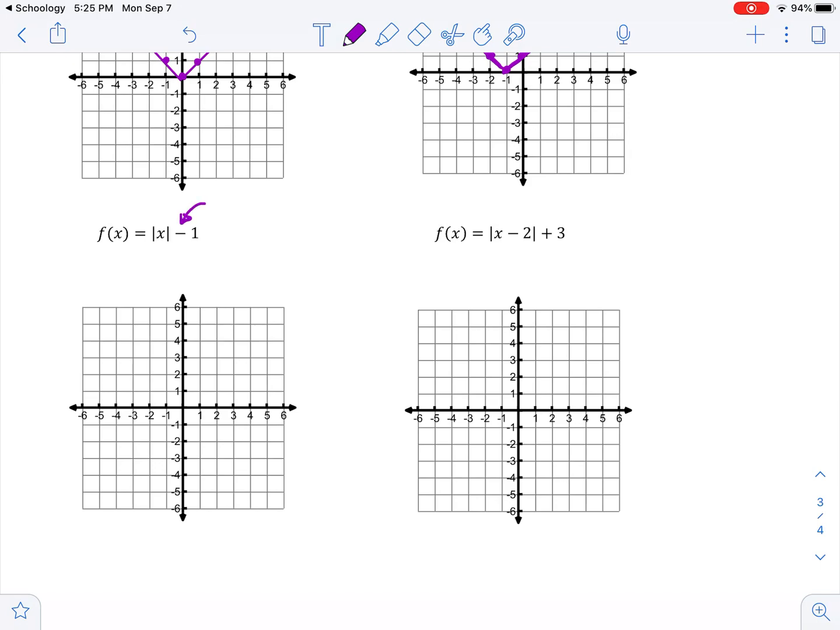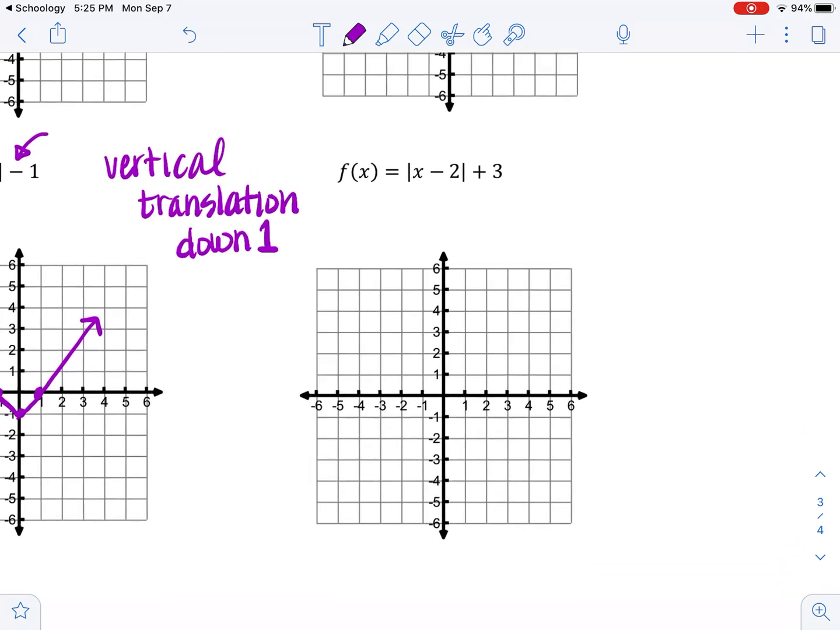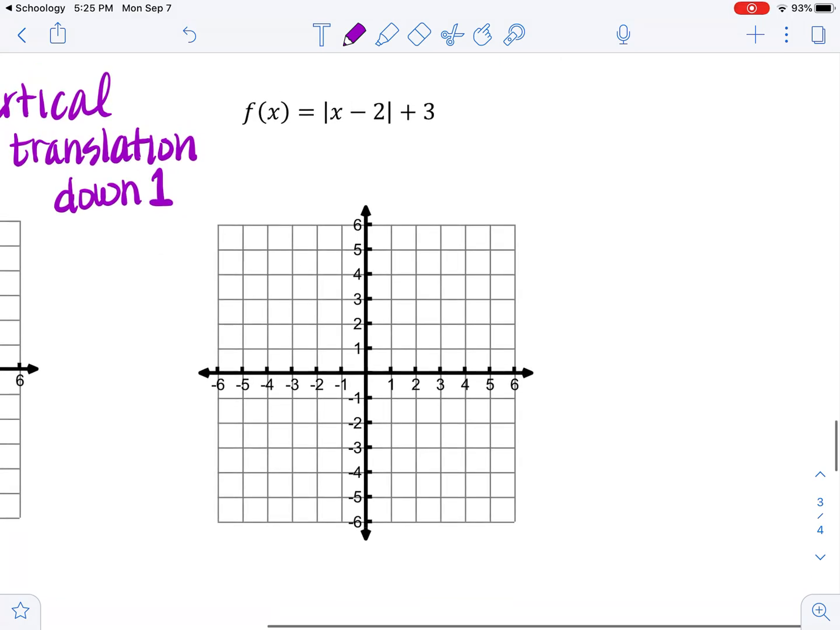All right, this one right here, I have the minus 1 on the outside of my parent. On the outside, that's a vertical translation. So I have a vertical translation down 1. So once again, I'm going to take those 3 points, 1, 2, 3. It's V-shaped because it's absolute value, and that's what it looks like. All right, go ahead and pause the video and try the next one on your own.